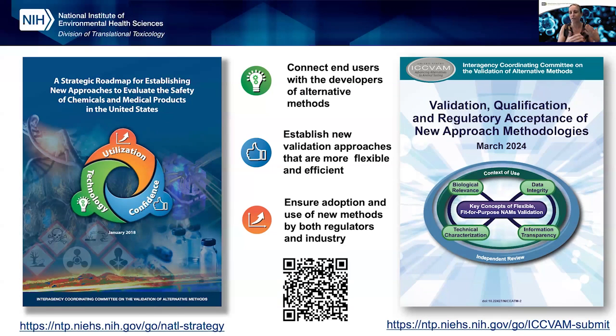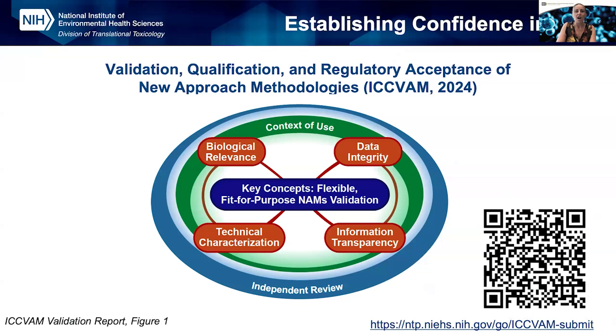So you'll see a theme here. If nobody gets past the front cover of our documents, they'll at least get the major takeaways that we want people to understand. So I'm going to go through some of these key concepts in more detail for the rest of the presentation. So again, here's another version of that figure. So the key concepts within this guidance document are things like fitness for purpose, or the context of use of the method, understanding and demonstrating biological relevance of the method, data integrity, technical characterization, information transparency, and independent review.